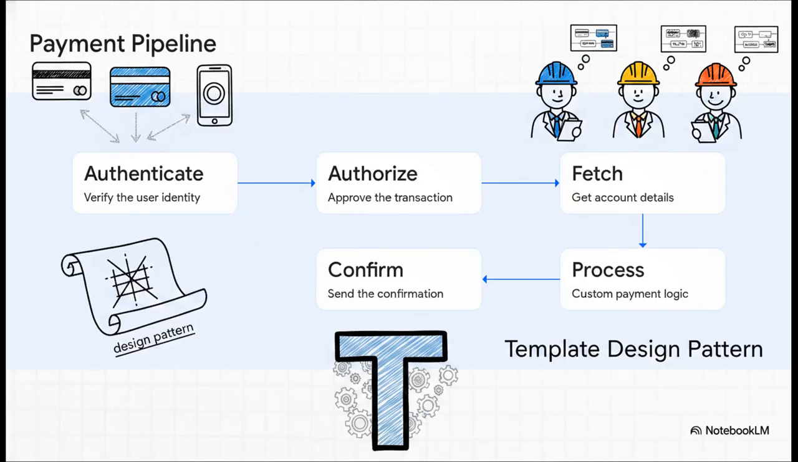To really grasp why this pattern is such a game changer, let's paint a picture. Put yourself in the shoes of a software architect building a payment processing system. You've got debit cards, credit cards, UPI transfers, the whole shebang. Now, every single payment has to follow a strict 5-step pipeline. Authenticate the user, authorize the transaction, fetch the account details, process the specific payment logic, and finally, confirm it. Imagine the absolute nightmare of 5 different engineers writing the exact same 5-step payment pipeline from scratch, where literally only step 4, the processing logic, actually differs between them.